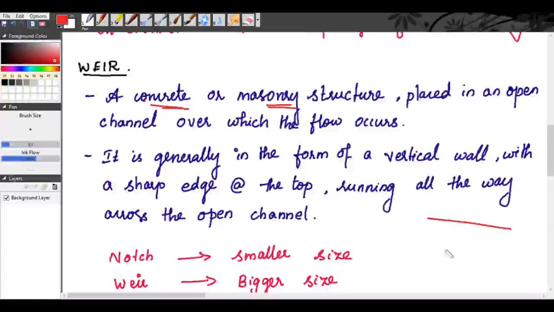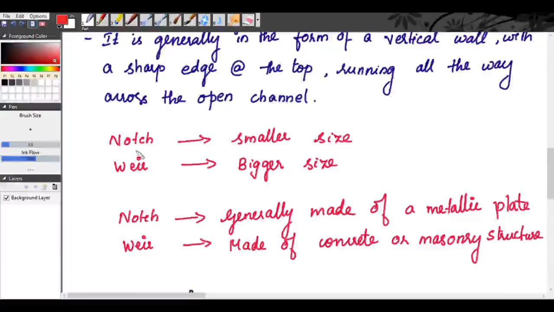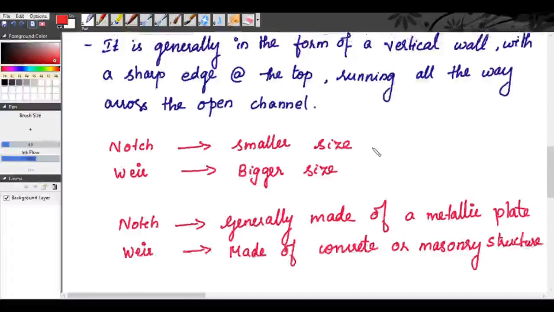So if your open channel is like this, the weir will be placed at some cross section running all the way across the open channel in this direction, and it will have a sharp edge at the top. That is the difference between notch and weir. Another difference is that a notch is of smaller size, whereas a weir is of bigger size. A notch is generally made of a metallic plate, while a weir is generally made of concrete or masonry structure.